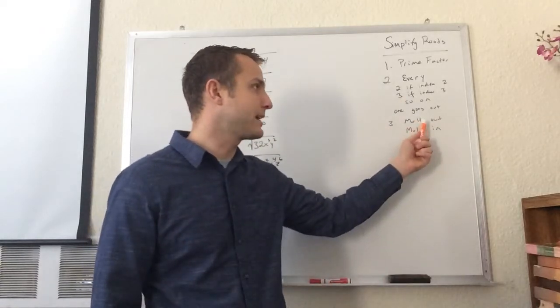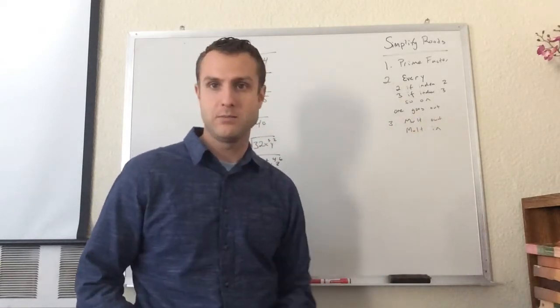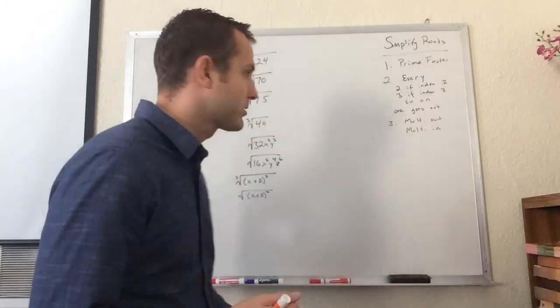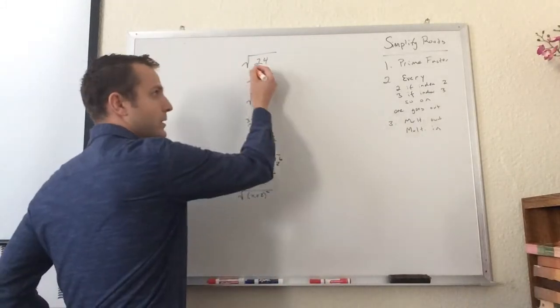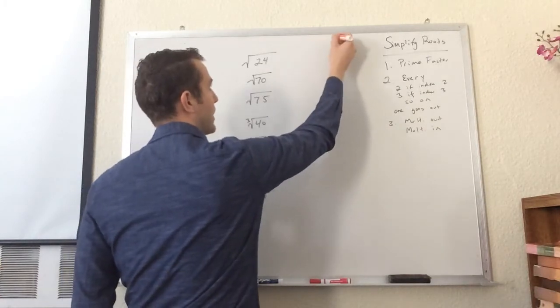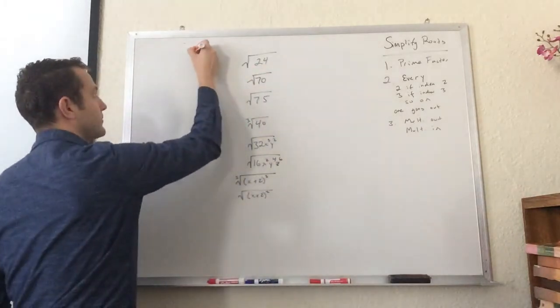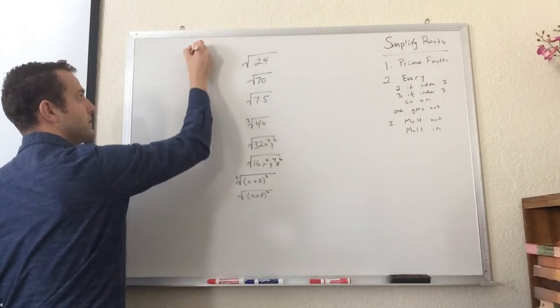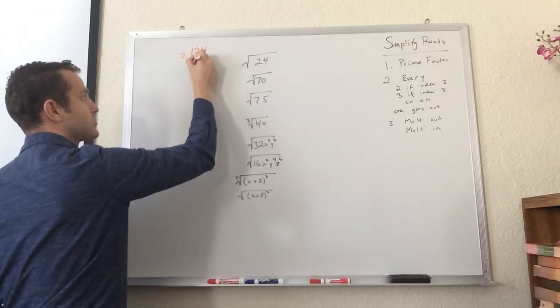Finally, any numbers on the outside you multiply together. Any numbers that are inside you multiply together. So let me go through how to do this. Square root of 24, I start off with prime factorization. So remember how we do prime factorization. If I have 24, you can do this by division by primes or by factor tree.